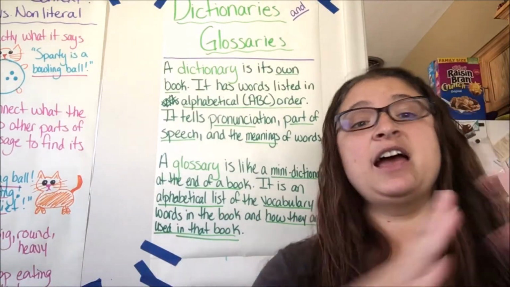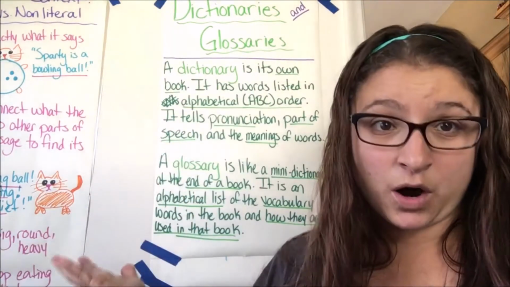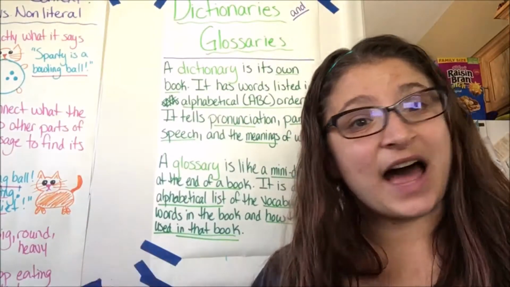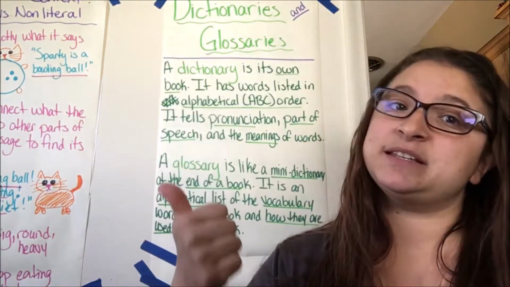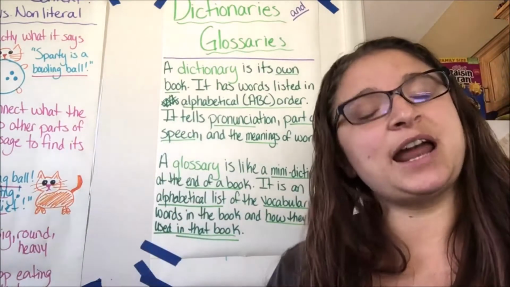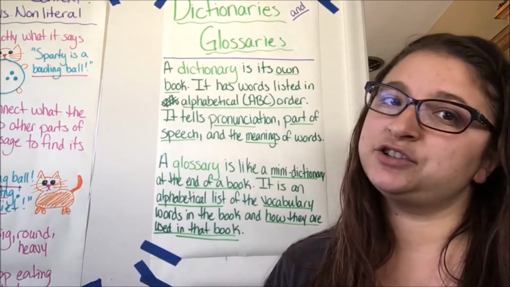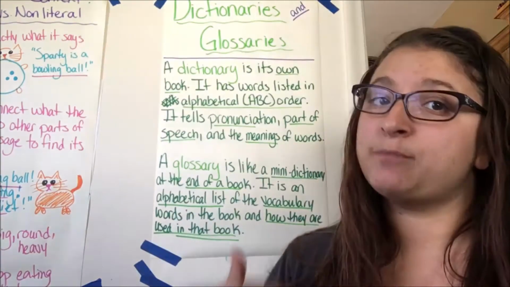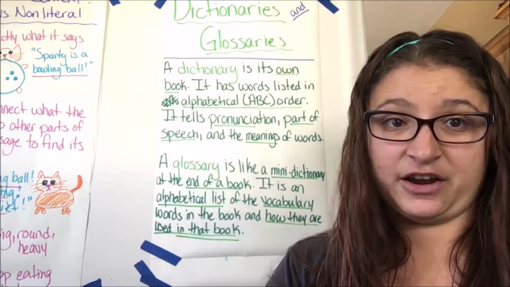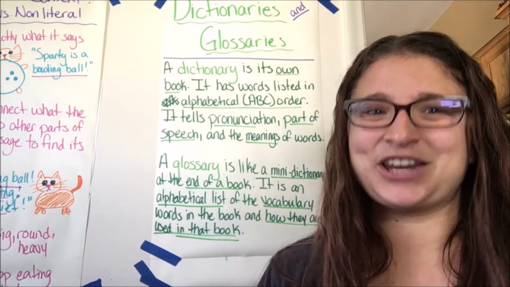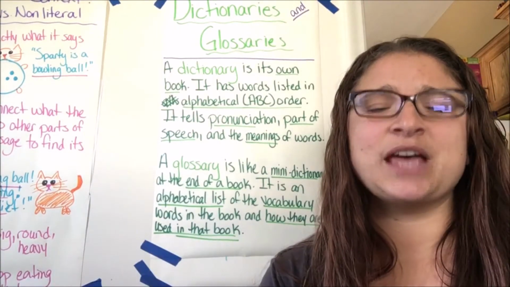So a dictionary is going to be bigger, way more words, and a glossary is our mini dictionary. It uses a lot of the same skills, looking at ABC order, looking at what our words mean, part of speech, how to pronounce it, all of that stuff, but a glossary is going to be a mini version. So today what we're going to do is practice with our remote learning how we're going to use a dictionary versus a glossary, okay? And we're going to use that with context clues, which I love. You know, I love context clues, okay?